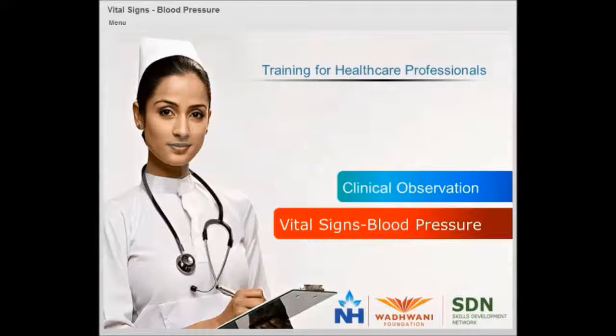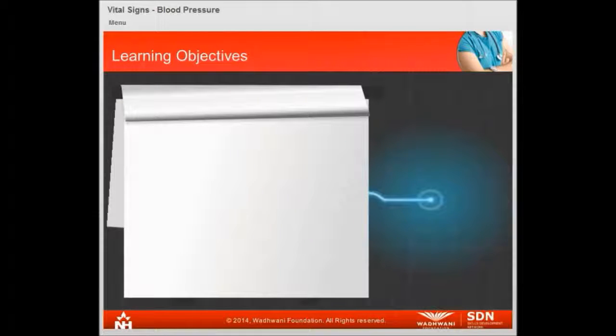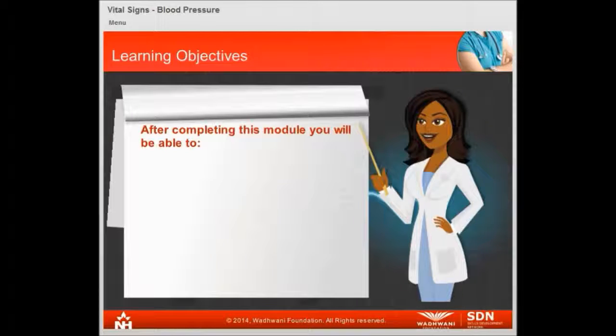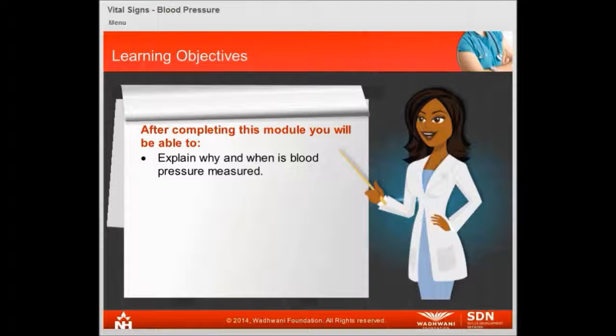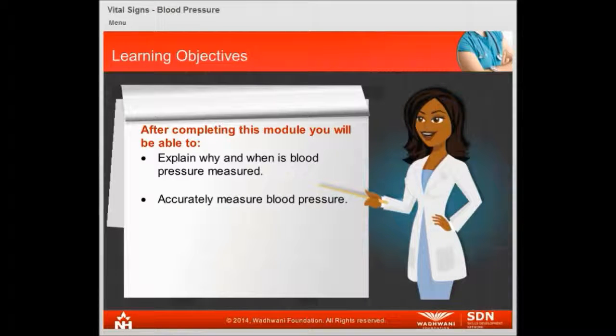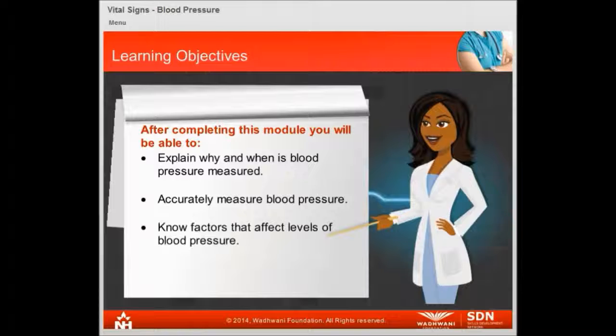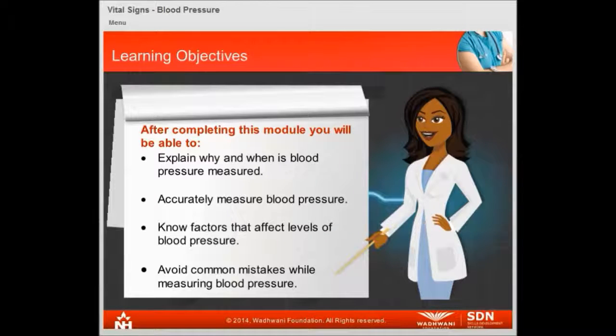Welcome to the module on vital signs. This module focuses on blood pressure. Let's quickly review the key learning objectives of this module. After completing this module, you will be able to explain why and when blood pressure is measured, accurately measure blood pressure, know factors that affect levels of blood pressure, avoid common mistakes while measuring blood pressure.